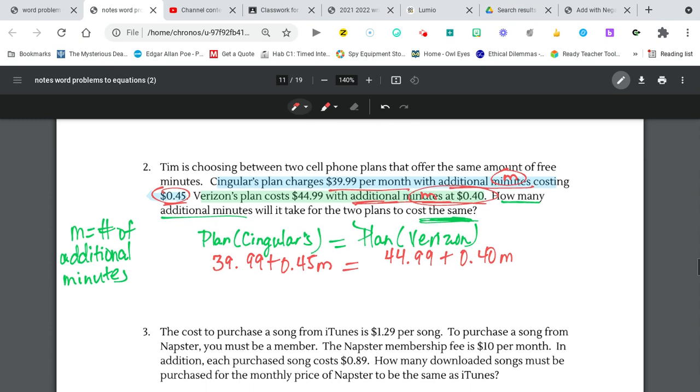So they're a little higher, but the additional minute rate is cheaper, about 5 cents per minute. All right, so we got our two variable expressions, and we set them equal to each other because of the word same. We want to know when they're going to cost the same thing. So when is this cost going to equal this cost? So we got that set up. So now we just decide, let's get rid of a variable. I'm going to get rid of 40 cents M.